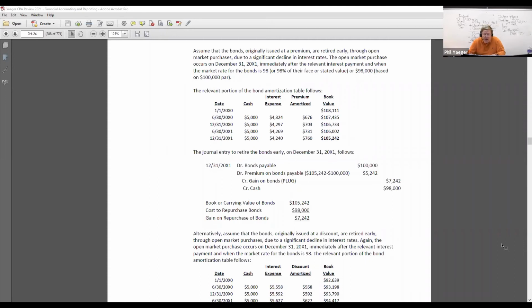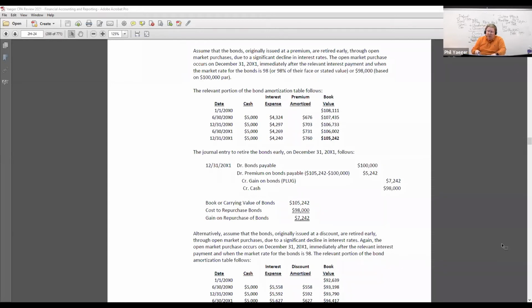Now, we're buying back the bonds at what amount? 98,000. 98% of the face value. Do you see that? Okay. So that's 98,000. So what do you credit? Gain on bonds, 7,242. Now how do you get that?